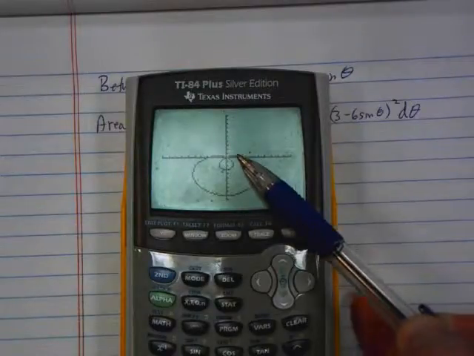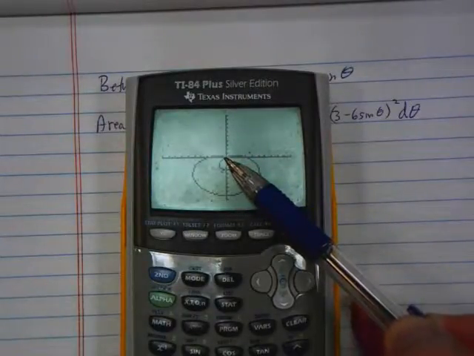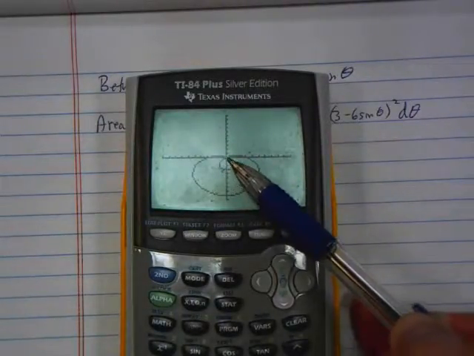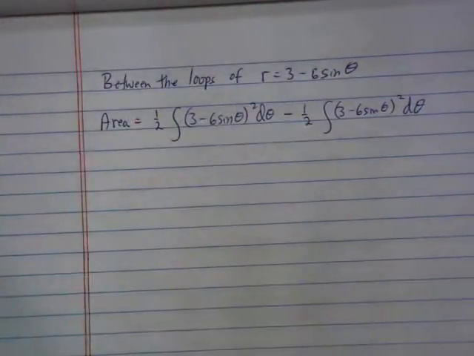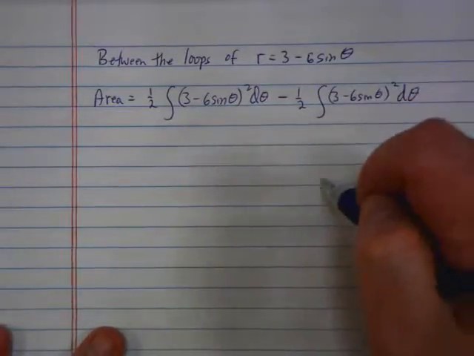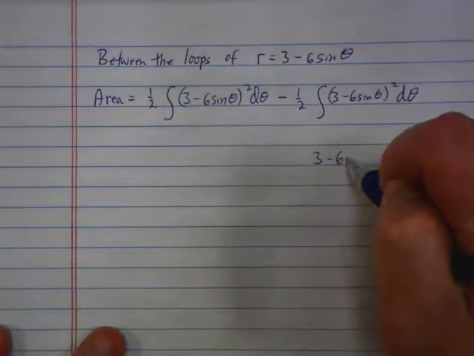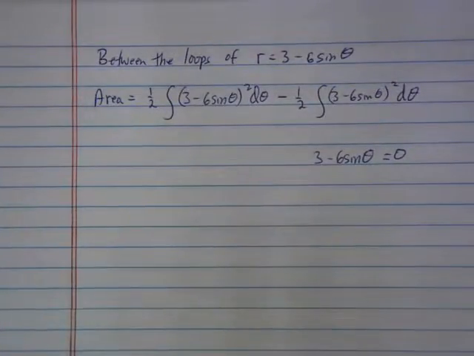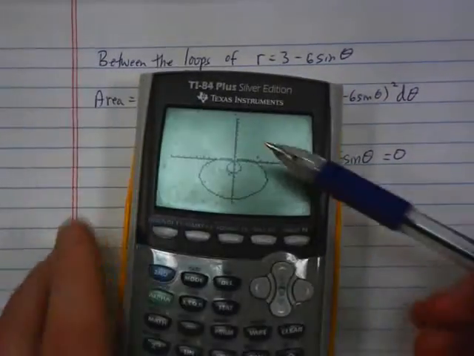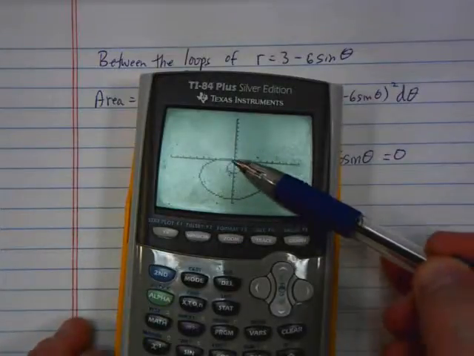So it started here, eventually it hit the origin, drew the little loop by coming back to the origin. So it seems like to find where it drew the little loop, I want to take 3 minus 6 sine theta and set that equal to 0. Because it looked like it started the little loop when it hit the origin and it ended the little loop when it hit the origin.